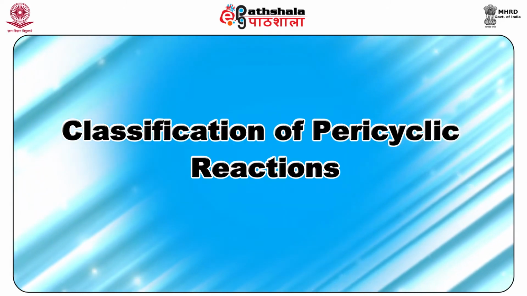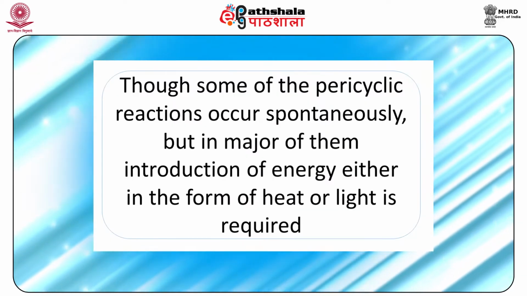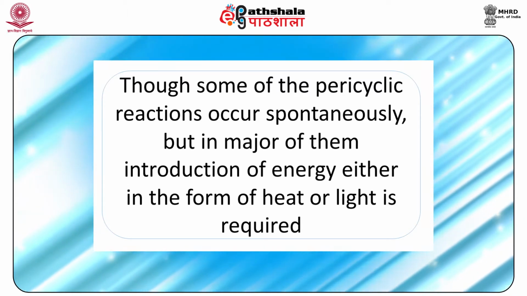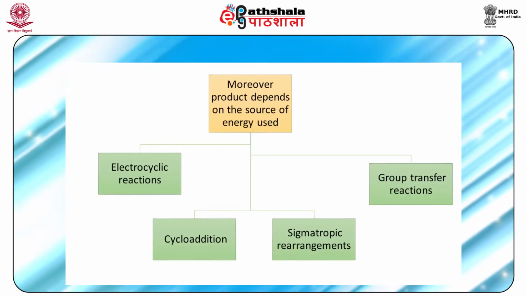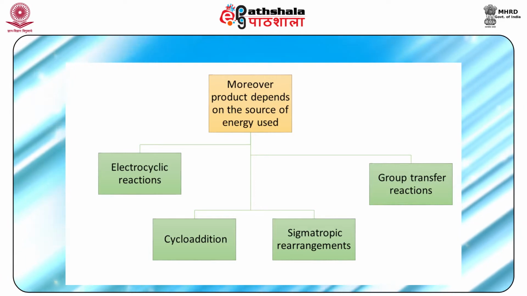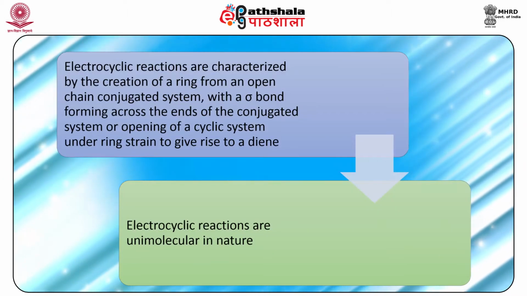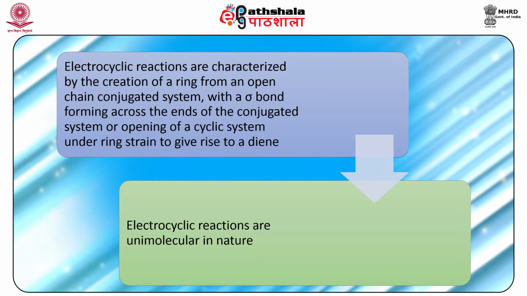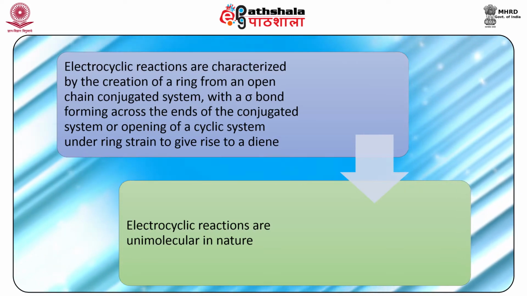Next, let's take a look at the classification of pericyclic reactions. All pericyclic reactions share common features discussed above. They are classified into the following four categories: electrocyclic reactions, cycloaddition, sigmatropic rearrangements, and group transfer reactions. Let us begin with an explanation of each type of reaction in further detail. Let's start by looking at electrocyclic reactions.